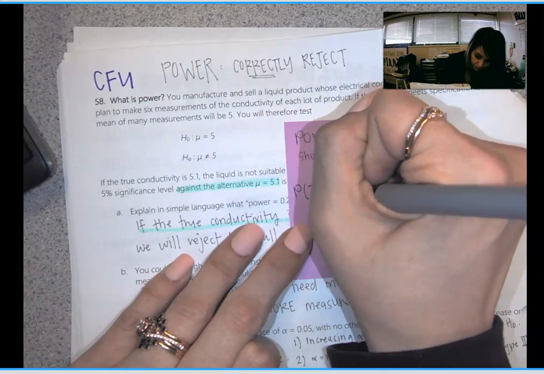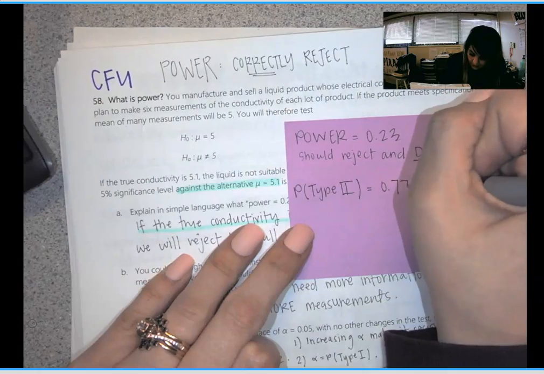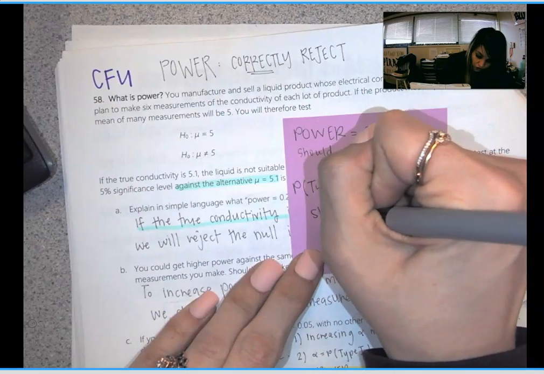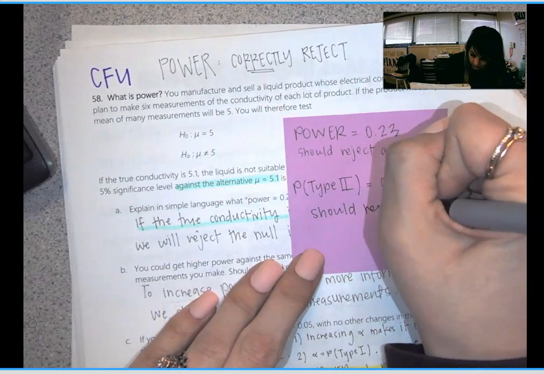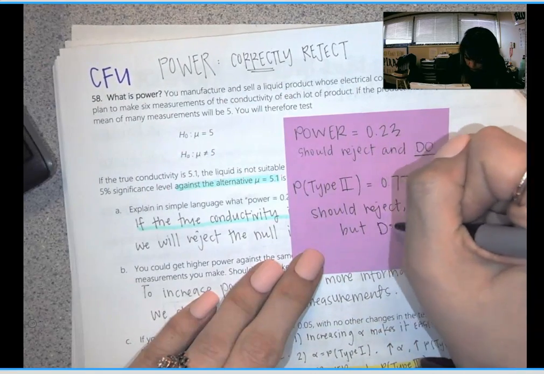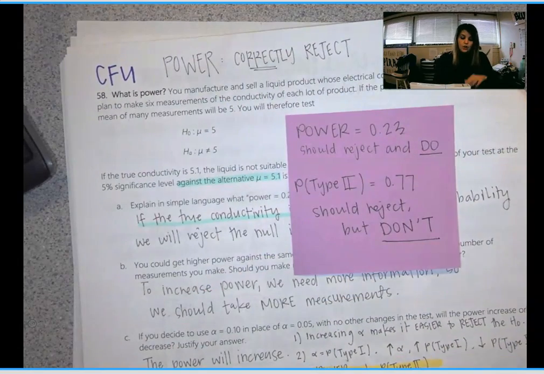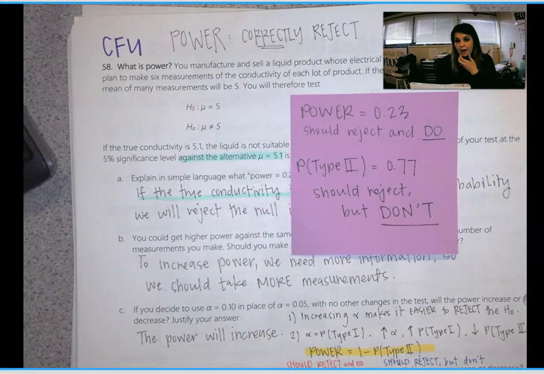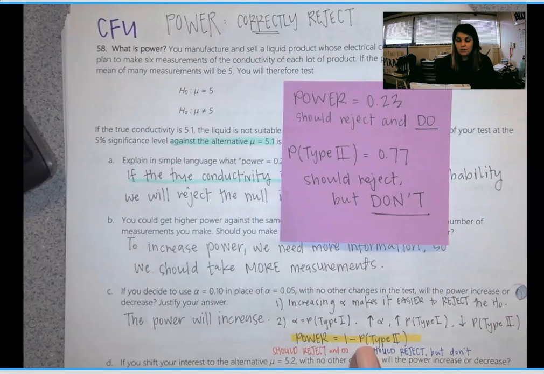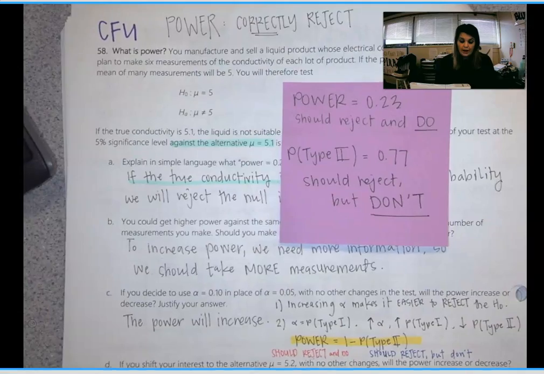Probability of a type 2 error then is 77%, and what this means is we should reject but don't. So now I know this relationship about power: that power is 1 minus my probability of a type 2 error.